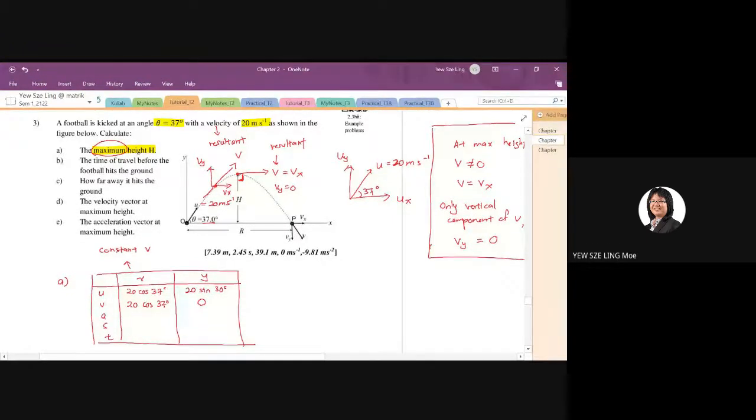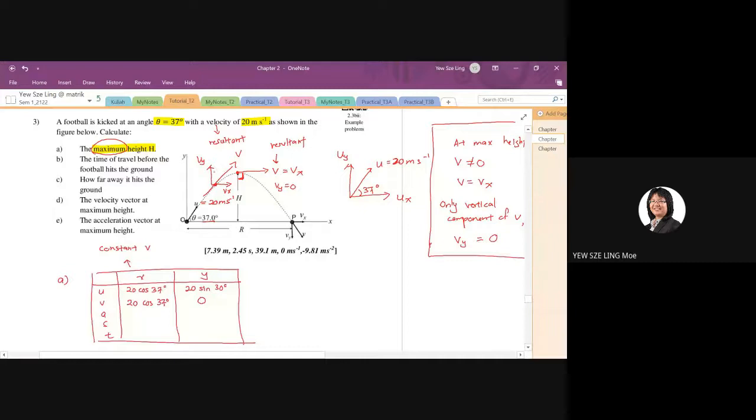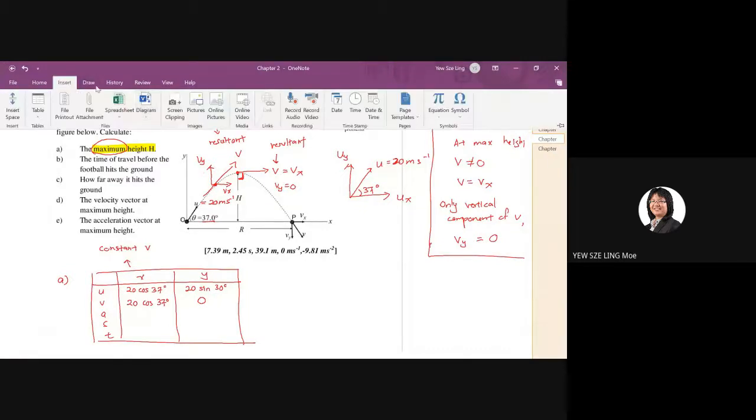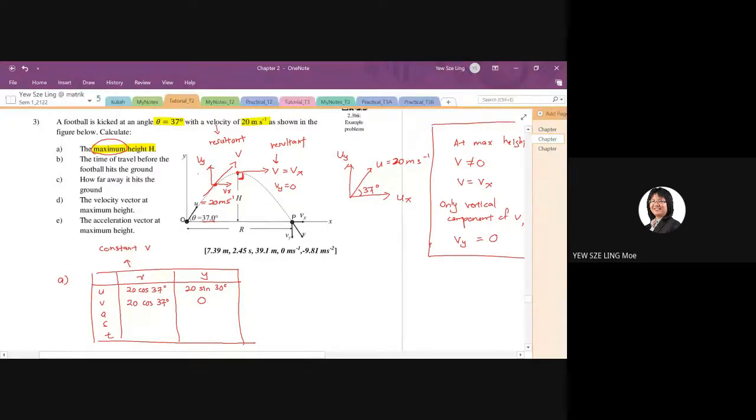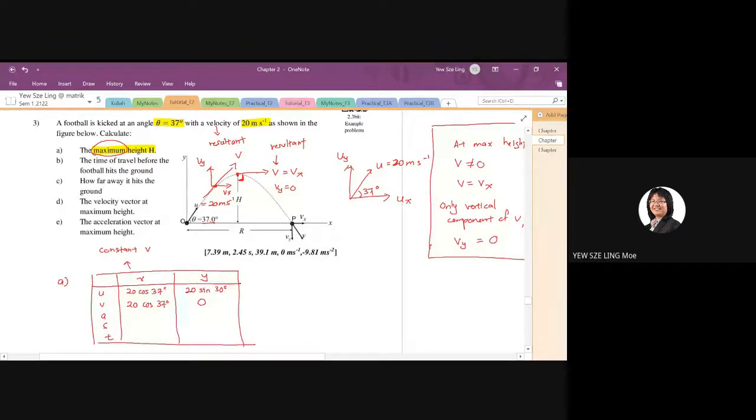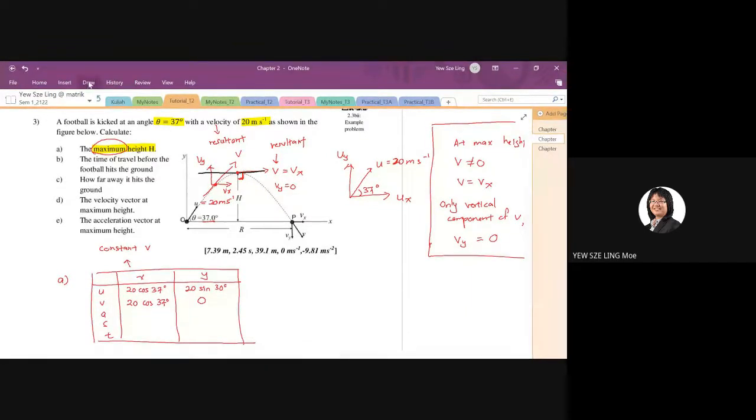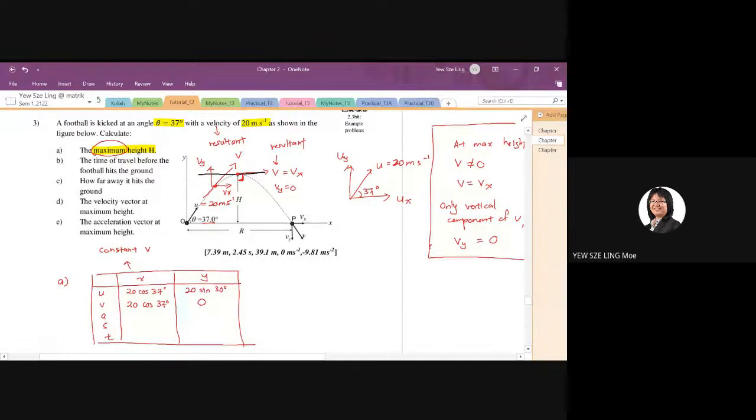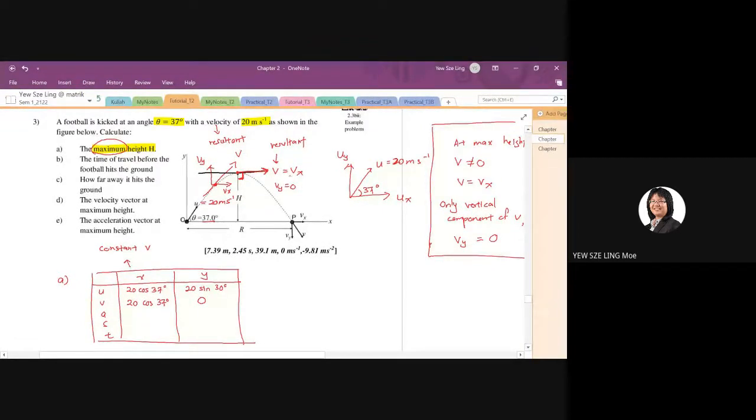But at this maximum height, the tangent of the curve happens to be this horizontal line. Therefore, my resultant vector V is equal to the horizontal component, just because the tangent is now a horizontal line. So at different positions, the tangent is different, and the direction of motion changes, just like the circle.